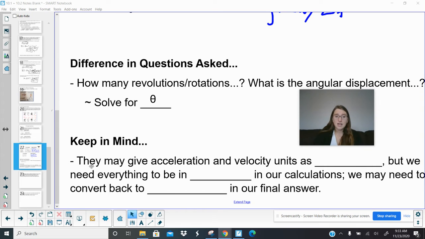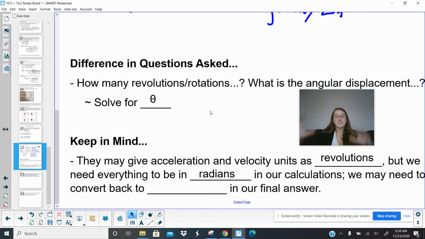Now keep in mind that they may give, and very often they give, the acceleration and velocity units as revolutions. We know that we've had to practice with that, where we go from revolutions per second to radians per second. Again, for these formulas to work, it actually has to be in radians per second. If we don't have it in those units, then it's not going to work out. I will say, if your answers have it in radians per hour or radians per minute, you can leave the time like that. But for theta, it has to be in radians.